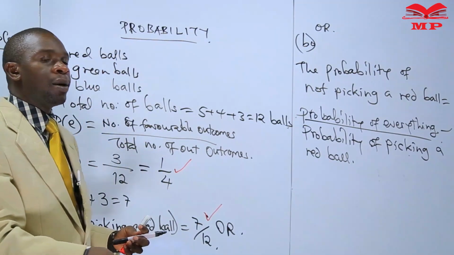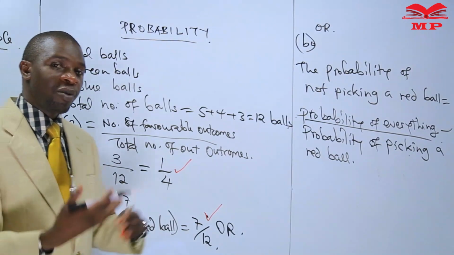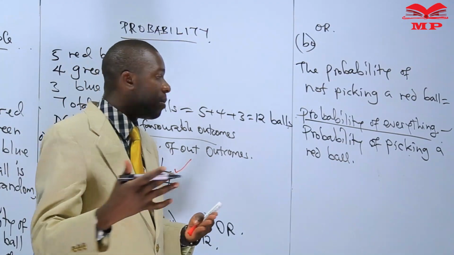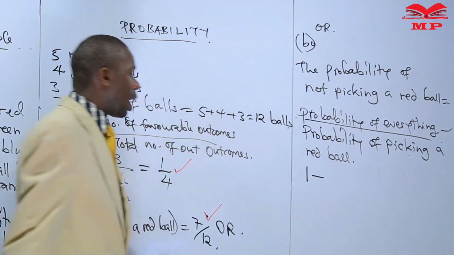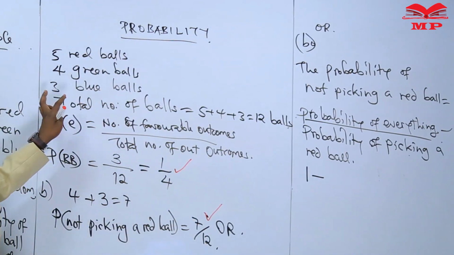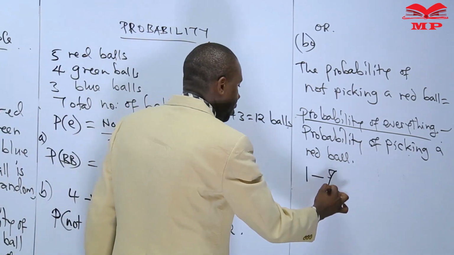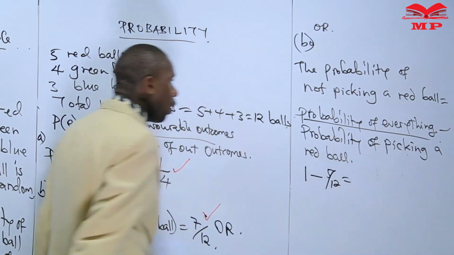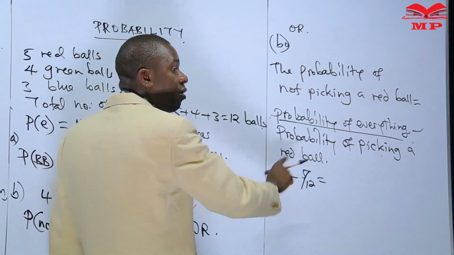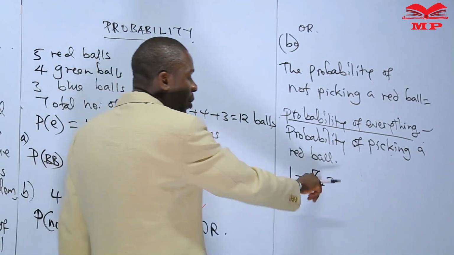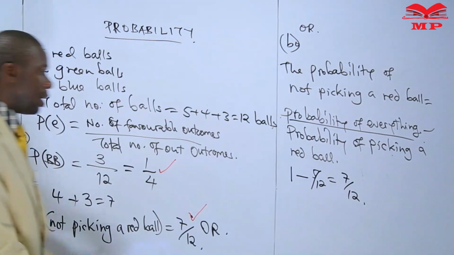Now, in the first instance, the probability of picking everything, this is a certain probability. Once you dip your hand in the basket, you must pick a ball. So that is certain. And when we were starting this topic, we said that for certain events, their probability is 1. So that probability will be 1. And the probability of picking a red ball in this case would be 5 out of 12. So the probability of not picking a red ball can be the certainty of picking everything minus the probability of picking a red ball, giving us 7 over 12 in that case.